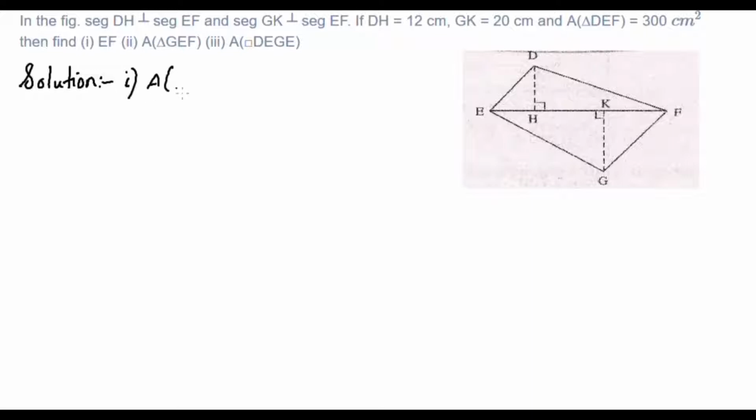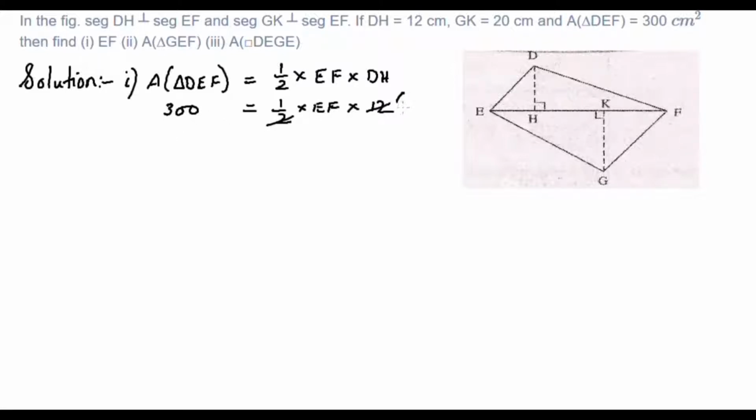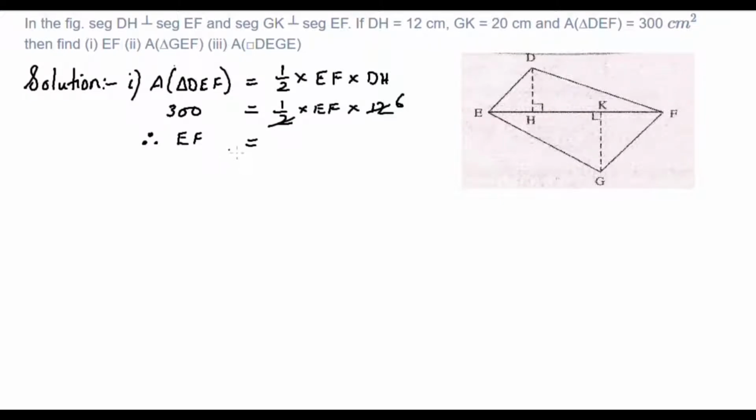Area of triangle DEF equals, see, this is half into base EF into height. So this is equal to half into EF into DH, which is 12, we have been given. So this is 300, that is, we already know that it is given. Therefore, EF is 300 upon 6. Okay, 300 upon 6. So that gives me 50 centimeters.